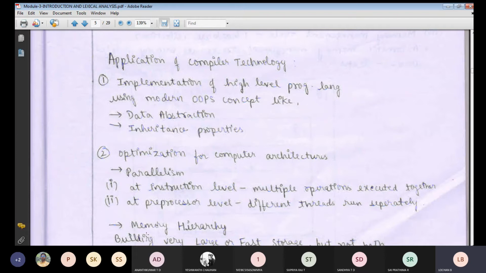In this particular case, some of the applications we will be using: first is the implementation of high level programming languages. It may be a low level language, a middle level language, or a higher level language. Most probably we will prefer the higher level or middle level language. Modern OOPS, that is object oriented programming systems, also use the concept. In that, data abstraction, inheritance with properties, everything we will be discussing in these high level language programs, in your OOPS concept also.